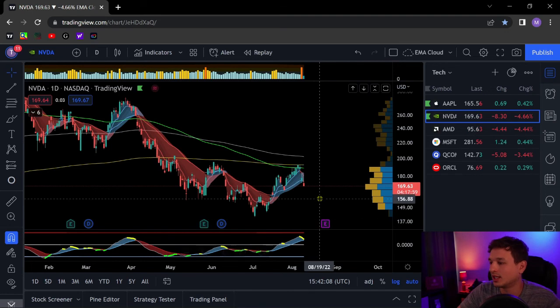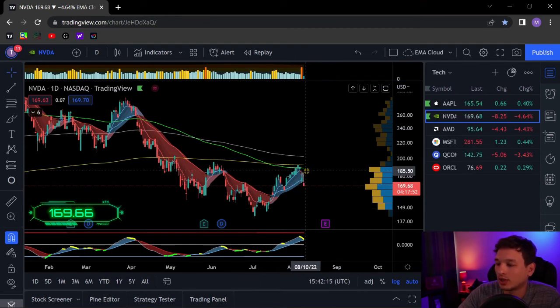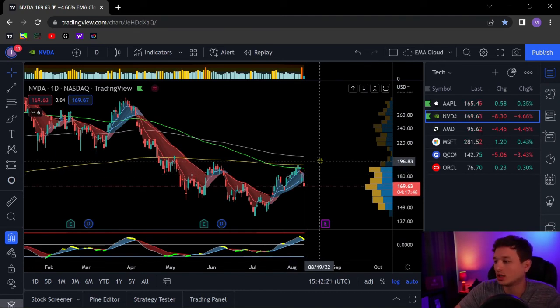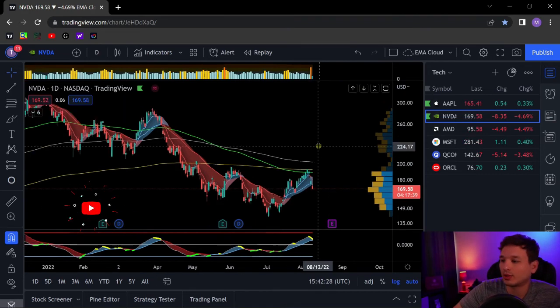So NVIDIA on the actual price action, 169.66 would be a good short position. And just keep in mind, have a plan of where you want your stop loss, okay? See where you want your stop loss, whether it's the cloud, a percentage, what have you. Have a clear plan of what you're doing.